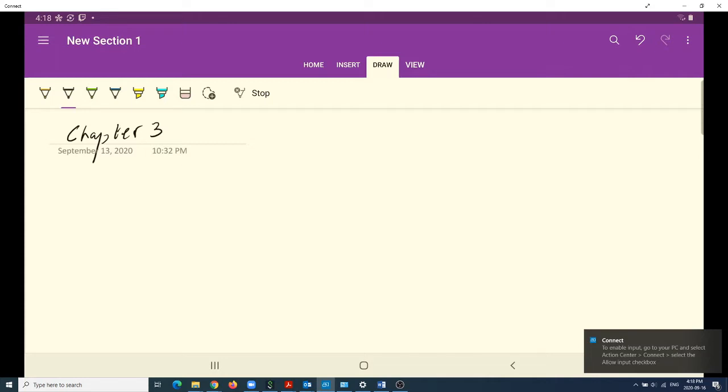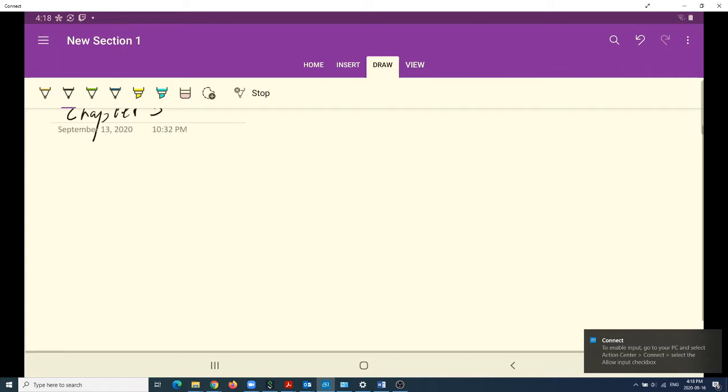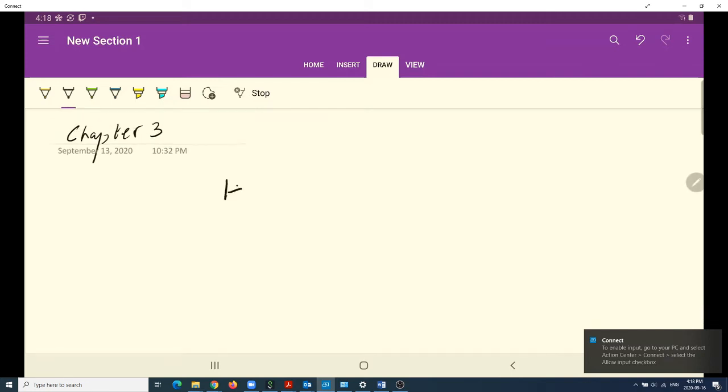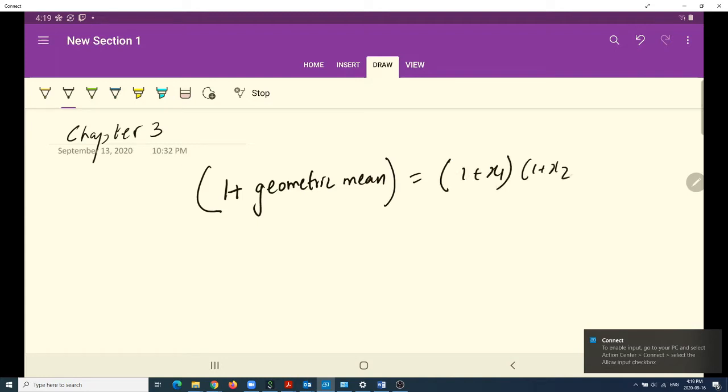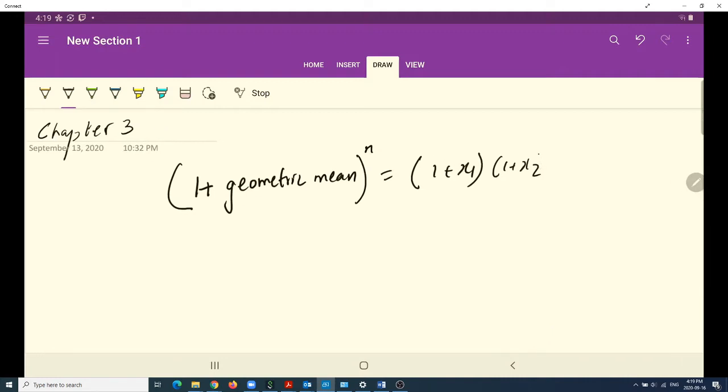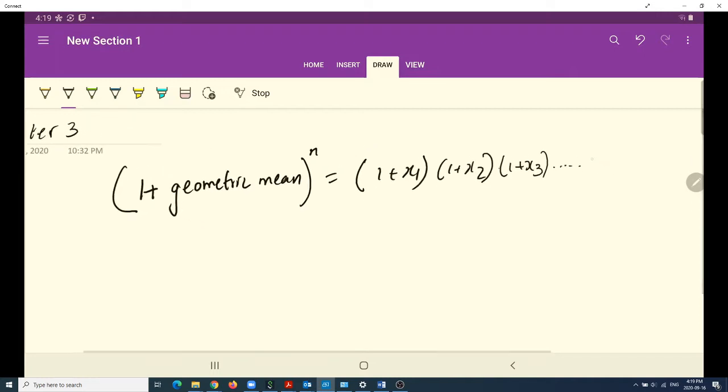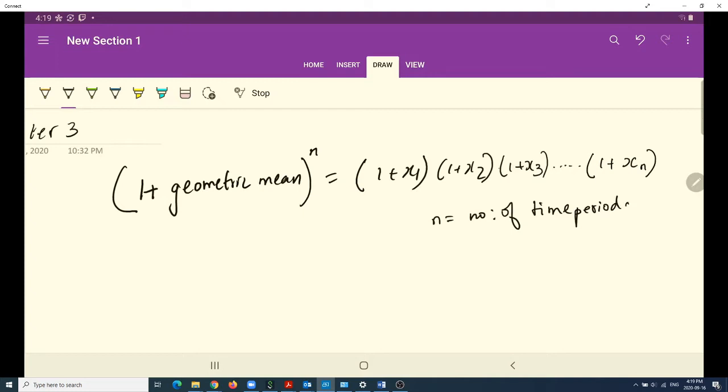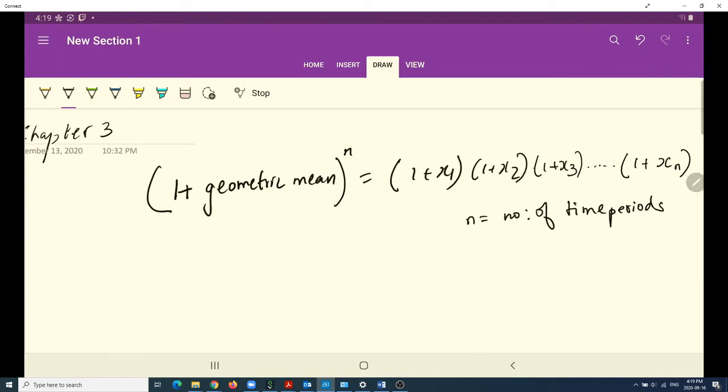Okay, we're back here, and so the way you could think about geometric mean is also 1 plus geometric mean is 1 plus x1, 1 plus x2, 1 plus x3, all the way to 1 plus xn, for the whole power 1 over n, where n is the number of time periods. So the idea is it compounds upon each other.